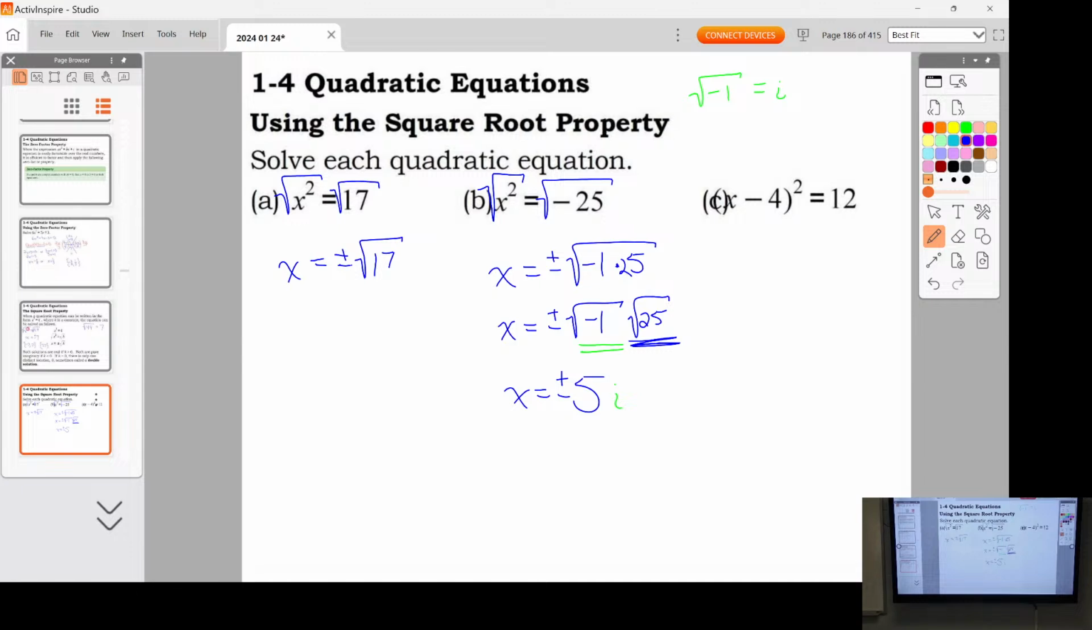Okay. Part C. Sorry about the overlap on the text here. I have x minus 4 squared equals 12. X minus 4 squared equals 12. Is x minus 4 squared a perfect square?